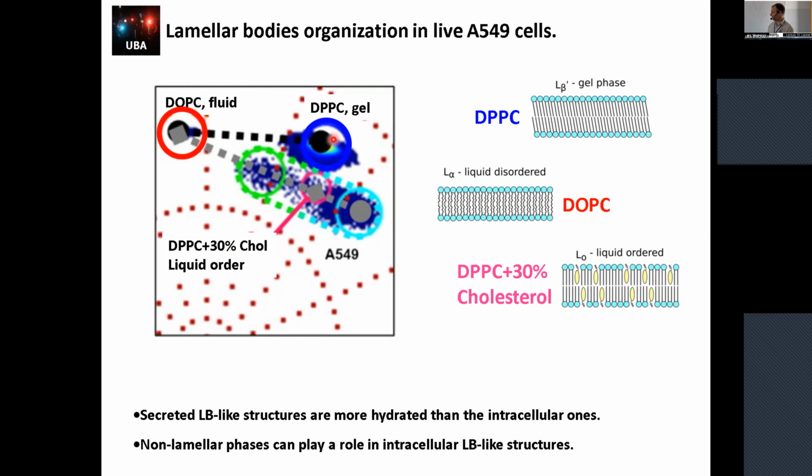And you see that if we have any pixel from the cell in this linear combination, we can tell whether we have gel or fluid. And if we have something from the fluid to the liquid ordered, it will basically be a linear combination between one and the other. The cell membranes fall in the linear combination of the liquid ordered and fluid, but the A549 lamellar bodies are outside of this trajectory.